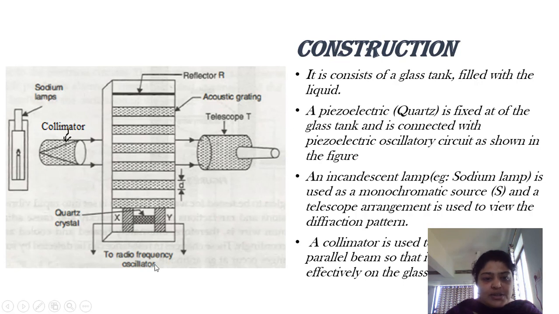So what will this oscillator do? It will make this crystal generate ultrasonic waves, and these ultrasonic waves will pass through the liquid. Suppose these ultrasonic waves are passing like this through the liquid. The moment they touch the reflector, they reflect back and they form a stationary wave inside the liquid. Now what happens because of the stationary wave formation?